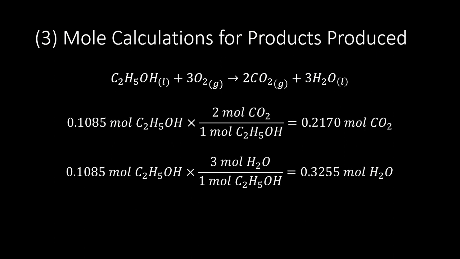Similarly, when it comes to water, our balanced chemical equation says that every 3 moles of water that are produced is due to 1 mole of ethanol that was consumed. So 0.1085 moles of ethanol times 3 moles of water over 1 mole of ethanol gives us 0.3255 moles of water. Or from combusting 5 grams of ethanol, we can theoretically produce 0.2170 moles of carbon dioxide and 0.3255 moles of water.